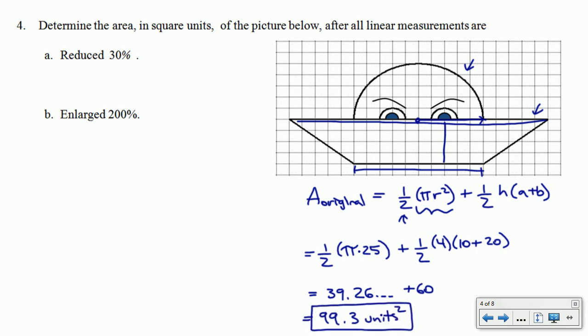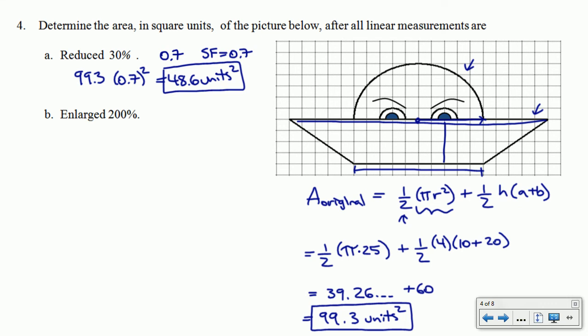If all linear measurements are reduced by 30%, that means we have a new shape with linear measurements that are 0.7 times the original. So the scale factor for linear measurements would be 0.7. If we want to determine the new area after all linear measurements have been reduced 30%, we need to multiply the original area, 99.3, by 0.7 squared. So the new area would be 48.6 units squared.